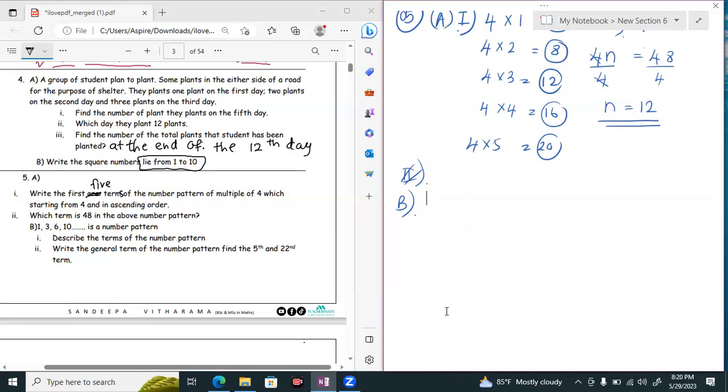Actually, here it should be in here. This is a number pattern. Then you have to divide this. This should be the third part of the question. Write the general term of the number pattern. The third part is find the 5th and 22nd term.